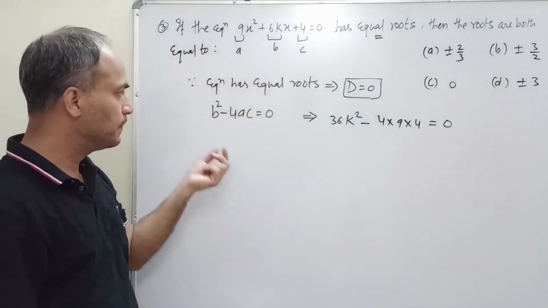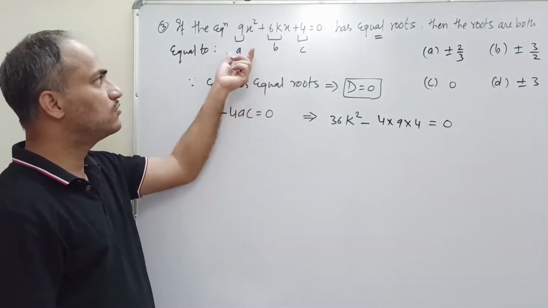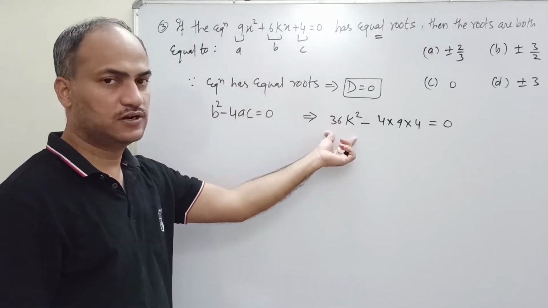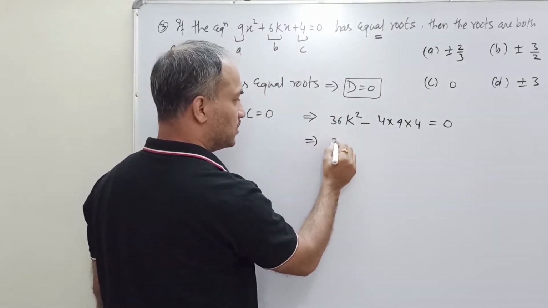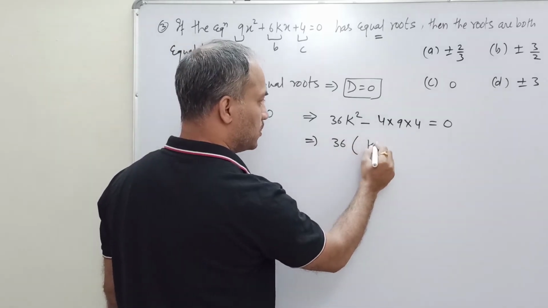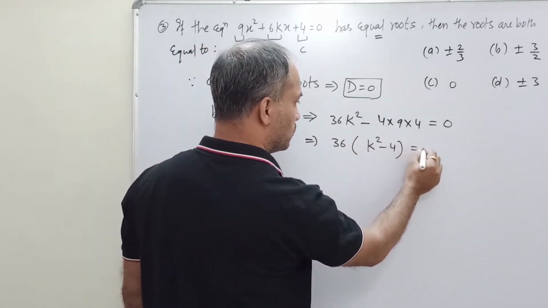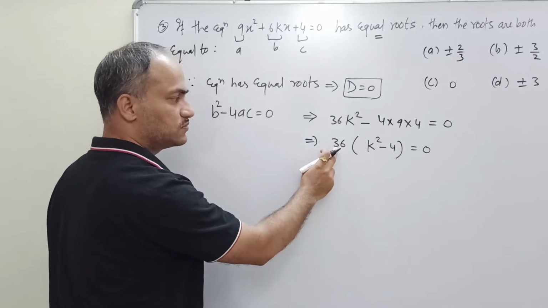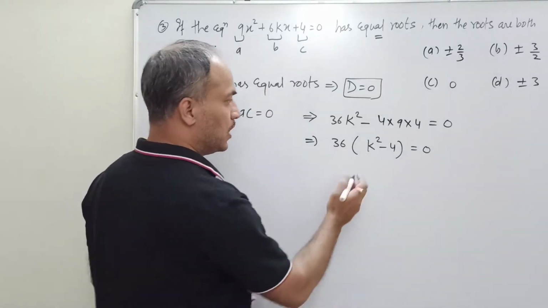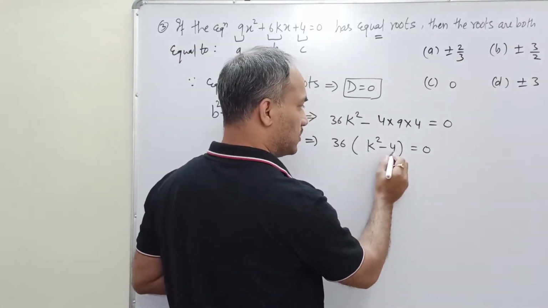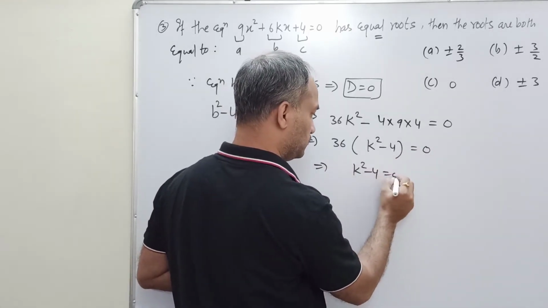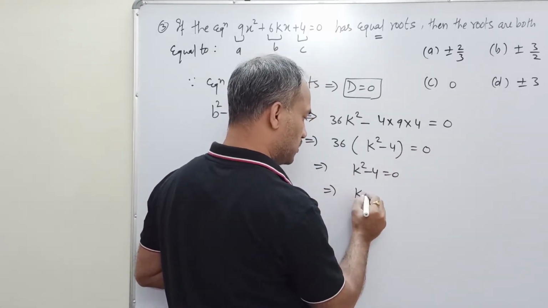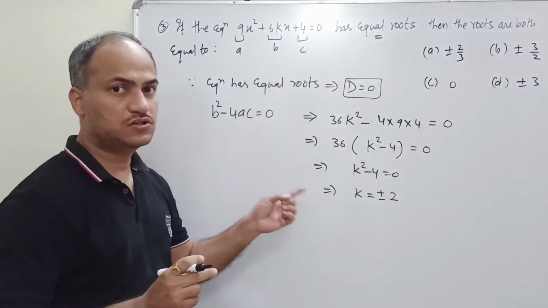What we have done is put the values of a, b, c from this equation here. 9 4s are 36, here also 36. So let us take 36 common. Minus 4 is equal to 0. This is a positive quantity, so we can divide. K square minus 4 is 0. It implies that k is equal to plus minus 2, not the root.